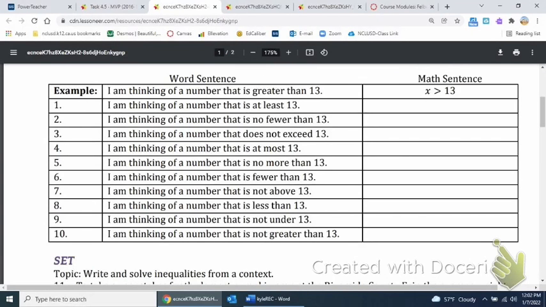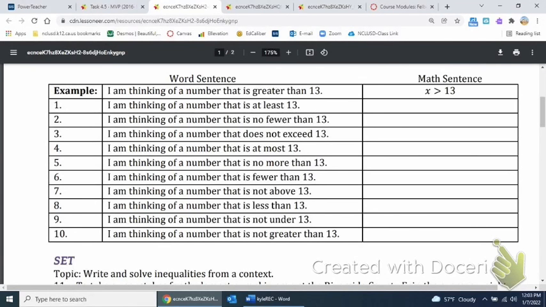Okay, so if you look at the example, they say, I'm thinking of a number. A number is X. That's why they start with X. Okay, I'm thinking of a number that is greater than 13. So that would be X is greater than 13. So in Mathlish, this is what it would look like: X is greater than 13. That's the whole reason we want to write the inequalities, so we don't have to write out all the freaking words.